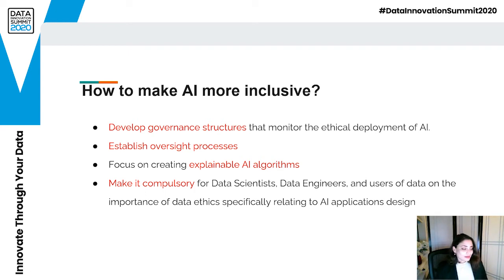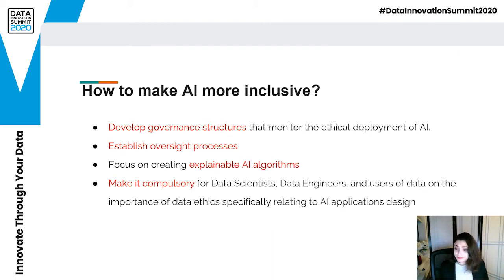right? Number four, make it compulsory within your organization, especially for the data scientists, data engineers and the users of your data, to learn the importance of ethics, especially when it comes to designing AI-based applications, because you start at the onset. When designing these applications, you have to keep diversity in mind. Get more women involved. The more you involve women in designing these AI applications, this gender inequality will not even be a case.